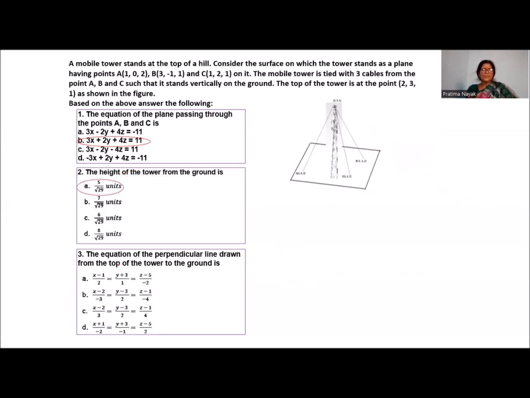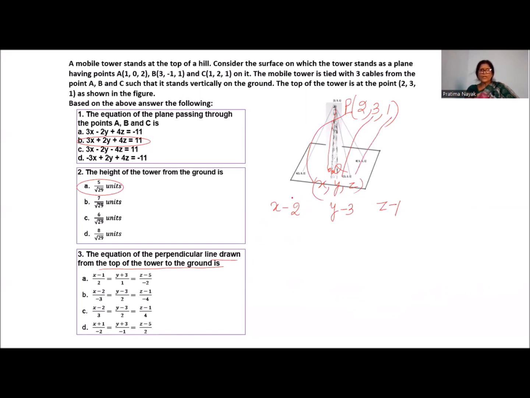Next is part 3. Part 3 is: find the equation of the perpendicular line drawn from the top of the tower to the ground. So that means if this is the perpendicular, the point is x, y, z, then the direction ratio of PQ will be x minus 2, y minus 3, and z minus 1, whereas the point is 2, 3, 1. So PQ has direction ratio x minus 2, y minus 3, z minus 1.